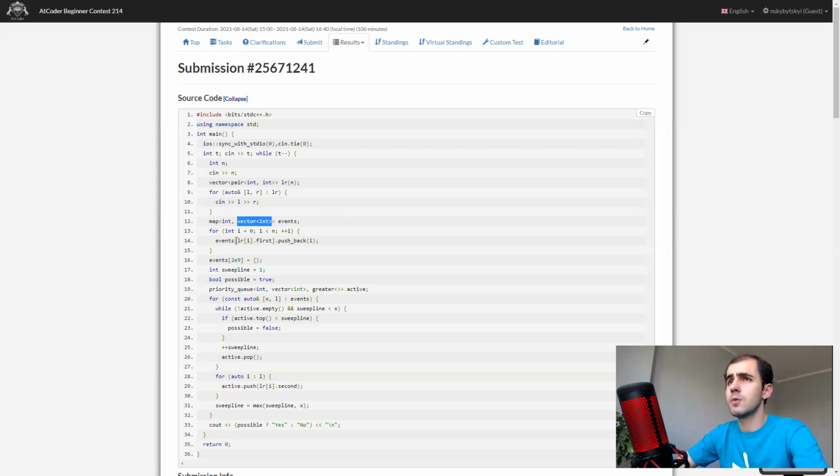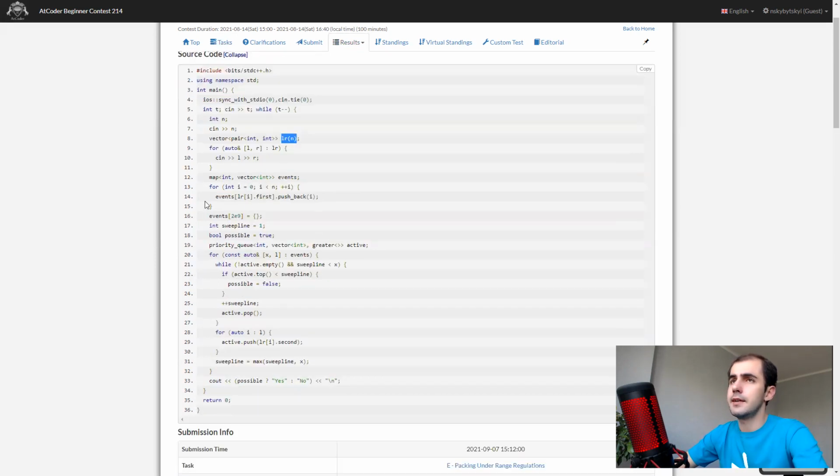So what we do, we create one event for the left endpoint. We just push the index, because the index helps us restore everything from the left-right vector. And also for convenience, sometimes you want to create sentinel events just to make sure that you process all the info in your algorithm. And we'll see why this is important later on.